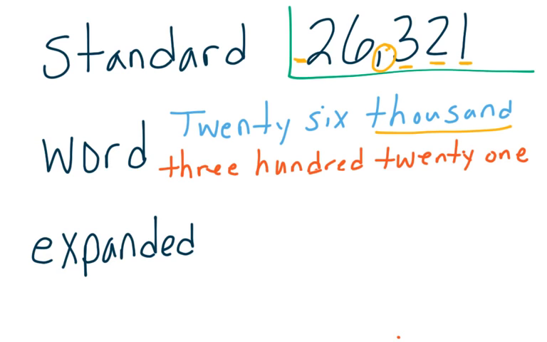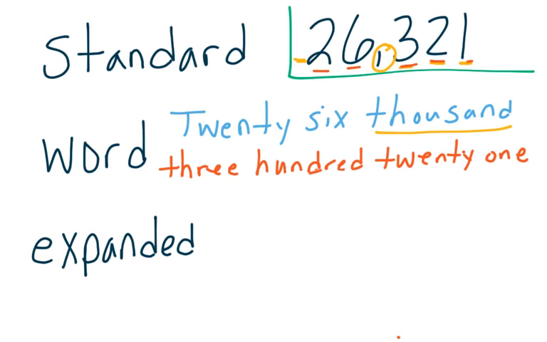And then we have our expanded form. So we've gone over standard form, we've gone over word form. Expanded form are those number bonds. Those are the ways that we can separate these numbers apart and stick them back together. When we write a number in expanded form, we're going to write each individual place value and separate each place value by a plus sign, the value of each of those digits. So we're going to write our 2, which is worth 20,000. Our 6 is worth 6,000. Our 3, the value of that is 300. Our 2, the value of that 2 is 2 tens, and then we have our 1.